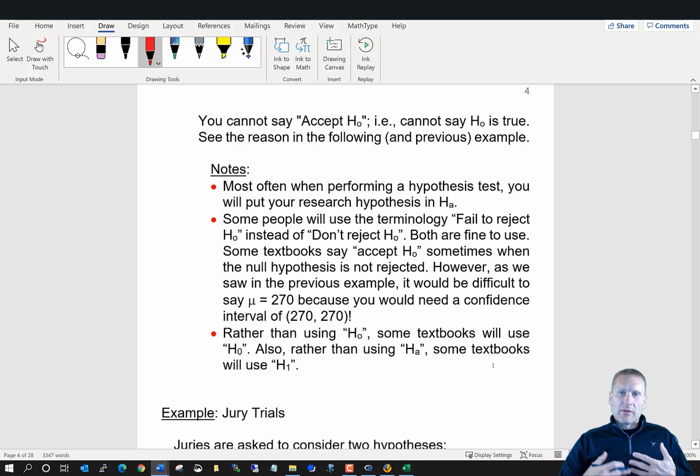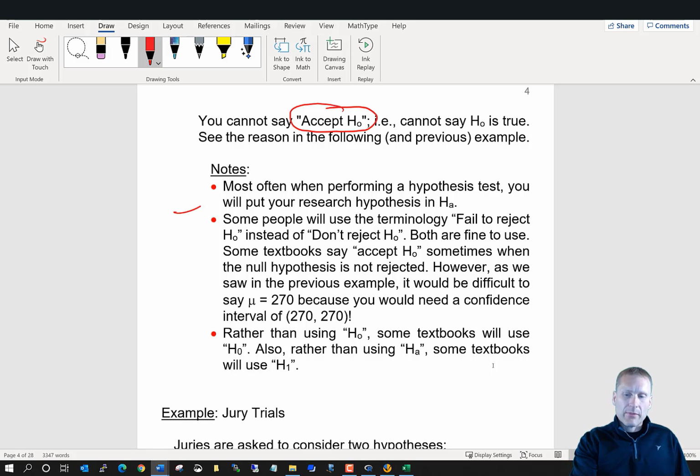Now, you're going to see a lot of different phrasing of wording, and wording is very important. Sometimes, unfortunately, you will hear people say accept H0 rather than don't reject H0. But that's like saying, okay, what's in H0 is true, and that's not the case, as you saw with our confidence interval example. So do not say accept H0. You will even see some books that actually put that in there. Unfortunately, I will always take off points whenever I see the phrase accept H0.